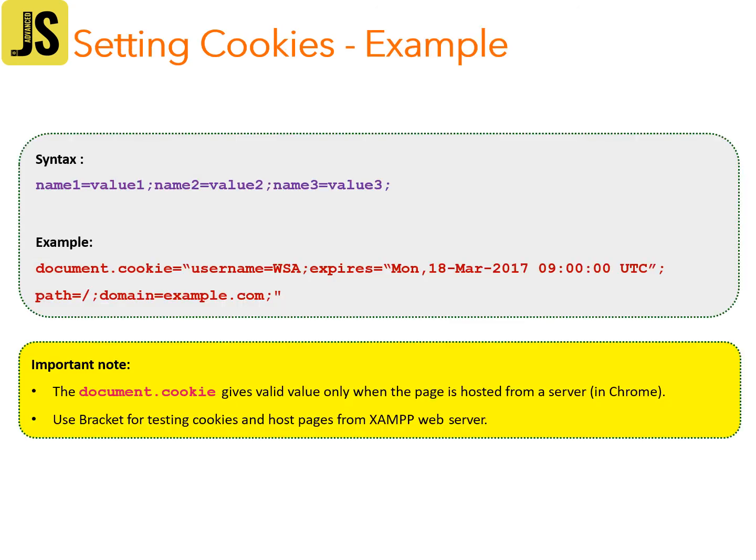This is just an example for setting cookies. name1 equal to value1 semicolon, name2 equal to value2 semicolon, name3 equal to value3. Likewise, we can set cookies for a particular document. Here an example is there. document.cookie is equal to username equal to WSA, expires is equal to a particular date and time, then path is equal to slash, domain is equal to example.com. Likewise, we can set cookies.